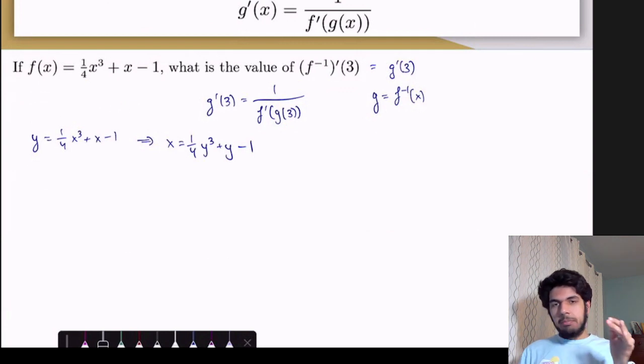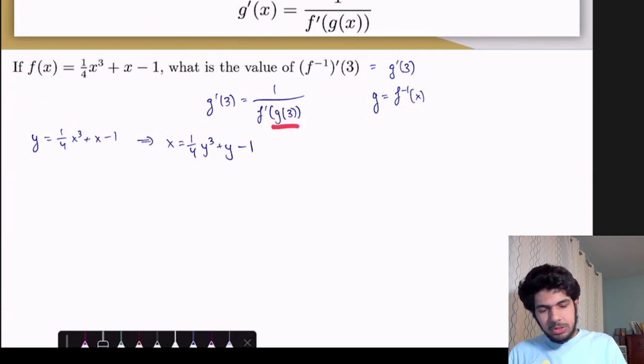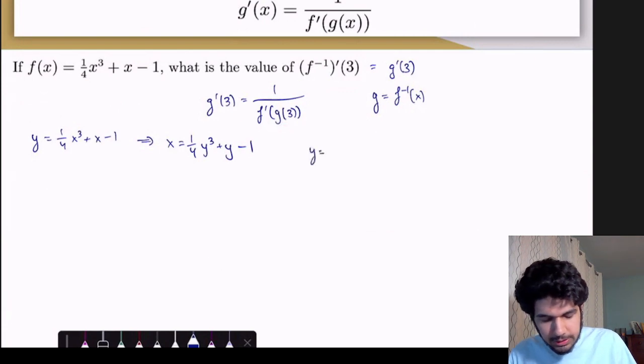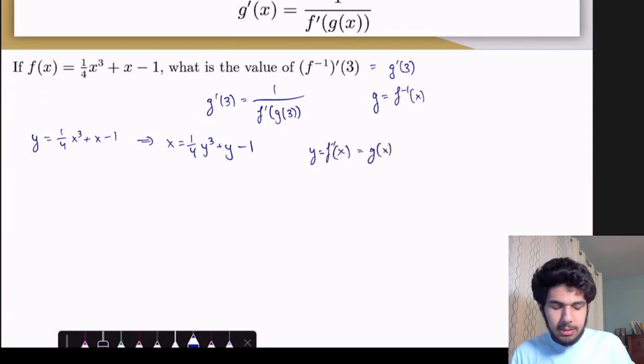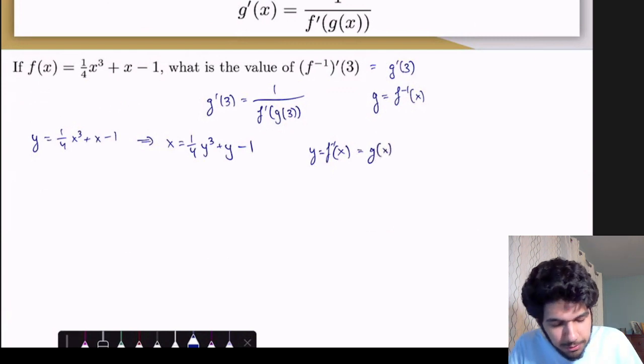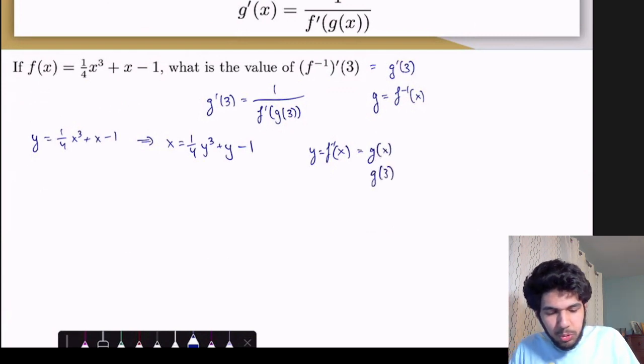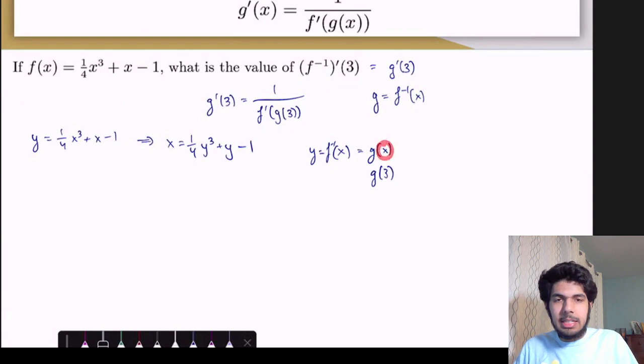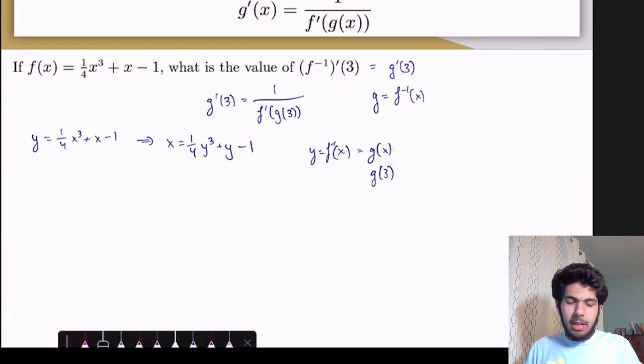So let's just imagine what happens. We're going to get y equals something in terms of x, and we'll call it f inverse of x, which is equal to g of x. And then we want to find g of 3, which means wherever we see an x in our equation, we're going to plug in a 3. That will give us the value of y, which is what we're trying to find.